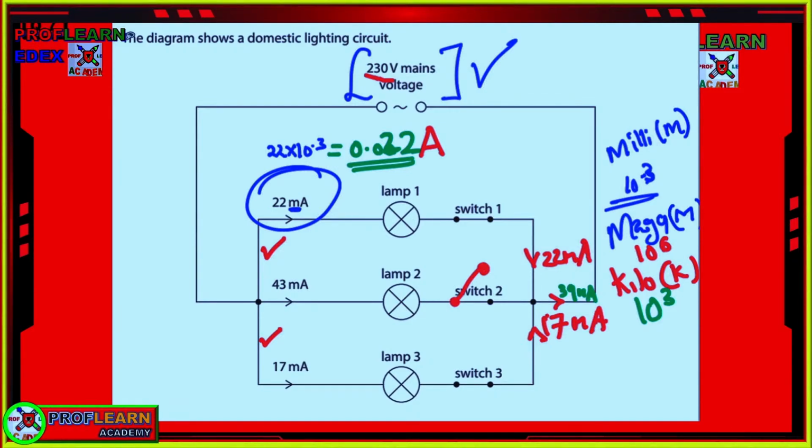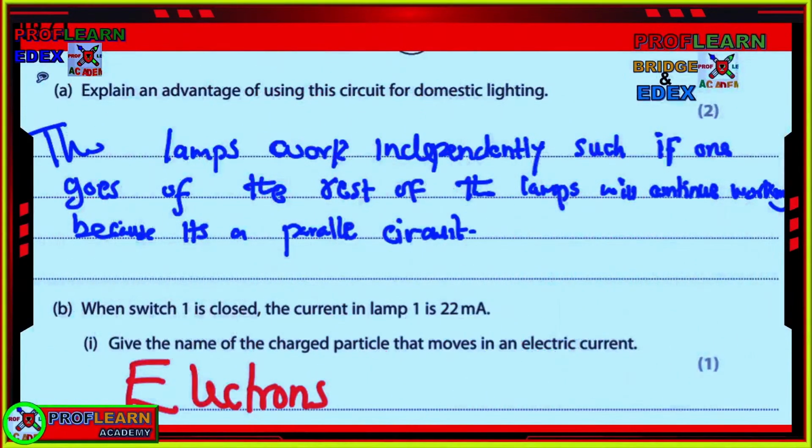from one room to another, because in a house you don't want a situation whereby if one lamp goes off, the rest are off. So a parallel circuit has an advantage in that if one is off, the rest will continue working, and also all the lamps are going to have the same amount of voltage in a parallel circuit. So we're going to say the lamps work independently such that if one goes off, the rest of the lamps will continue working because it's a parallel circuit.